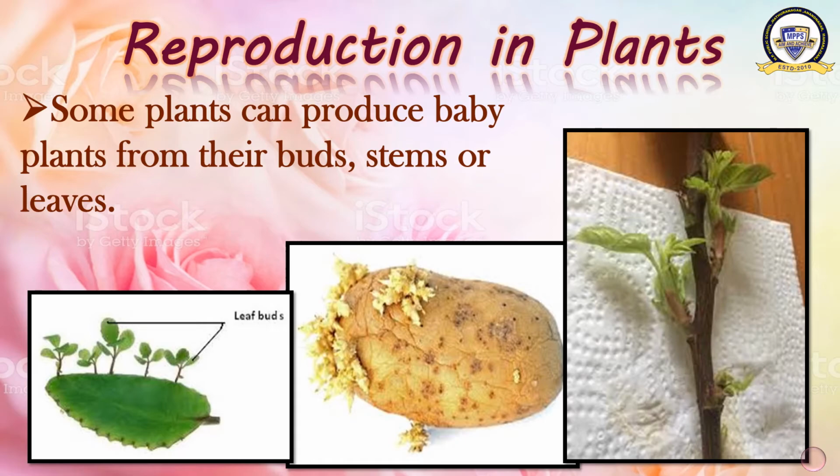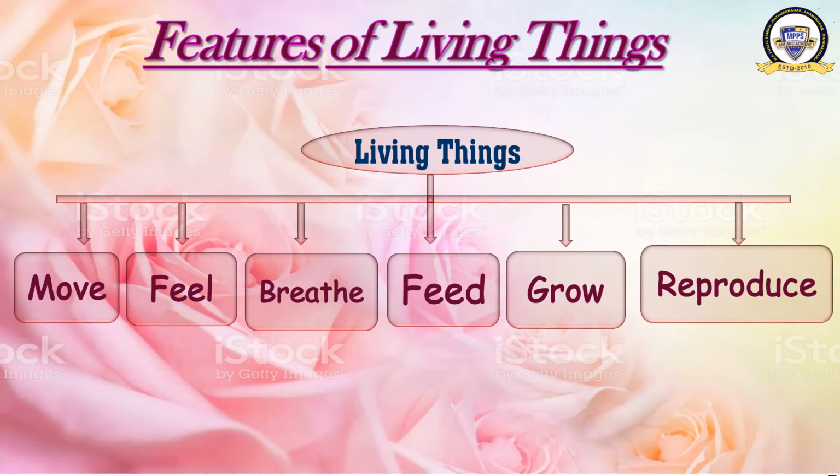Okay, so moving ahead. We have come to the end of the chapter now. We have discussed all the features of the living beings. Okay, now let us have a revision. What did we learn? We learned the features of living things. The living things can move. They can move from place to place. Only living things. Non-living things cannot move.